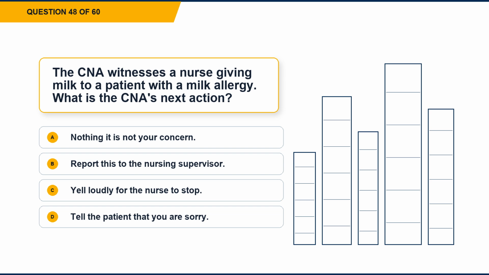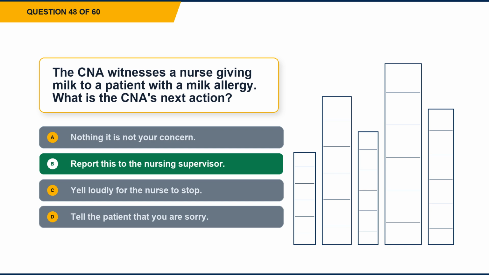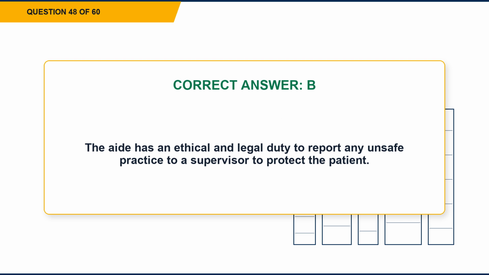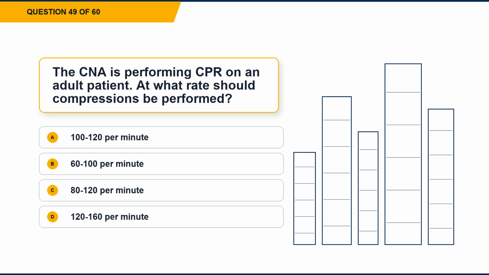Question 48. The CNA witnesses a nurse giving milk to a patient with a milk allergy. What is the CNA's next action? Option A. Nothing, it is not your concern. Option B. Report this to the nursing supervisor. Option C. Yell loudly for the nurse to stop. Option D. Tell the patient that you are sorry. The correct answer is option B. Report this to the nursing supervisor. Explanation. The aide has an ethical and legal duty to report any unsafe practice to a supervisor to protect the patient.